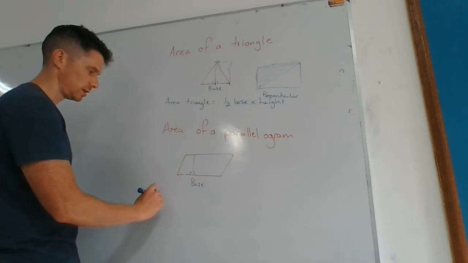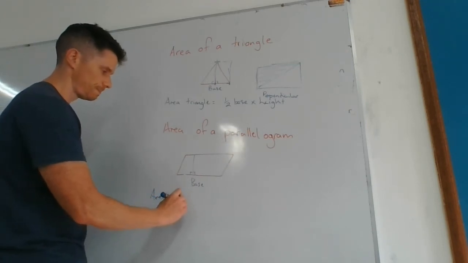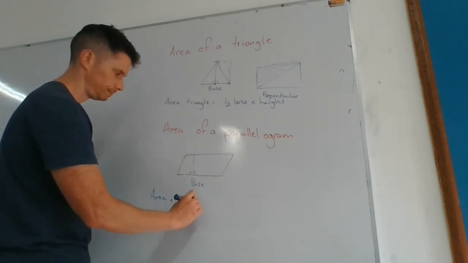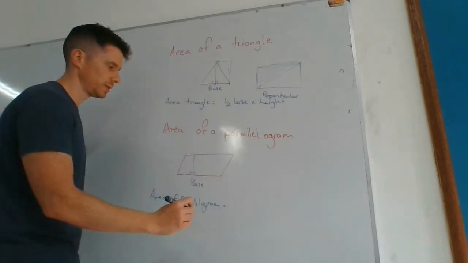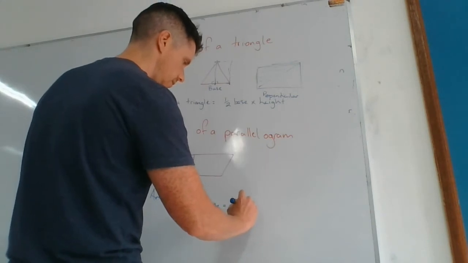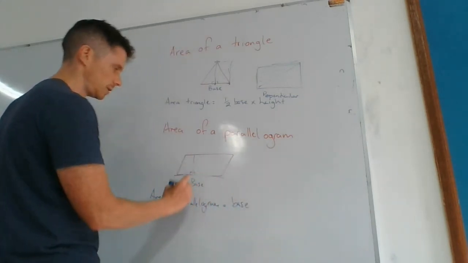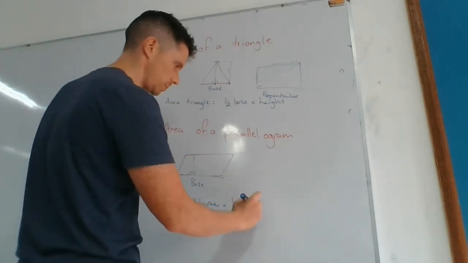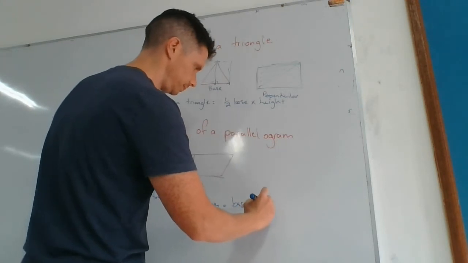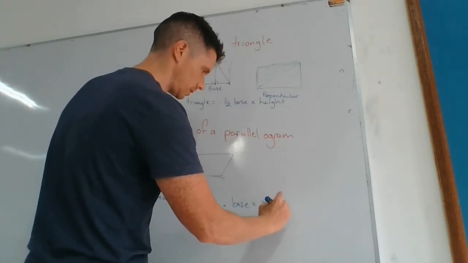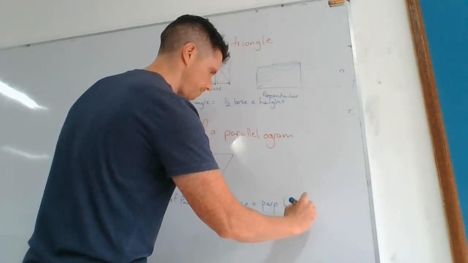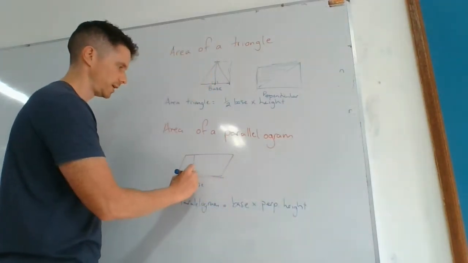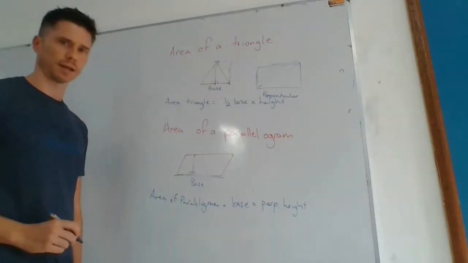So the area of a parallelogram equals the base times the straight up height, the perpendicular height. I'm going to call it perp for short. So this multiplied by that height.